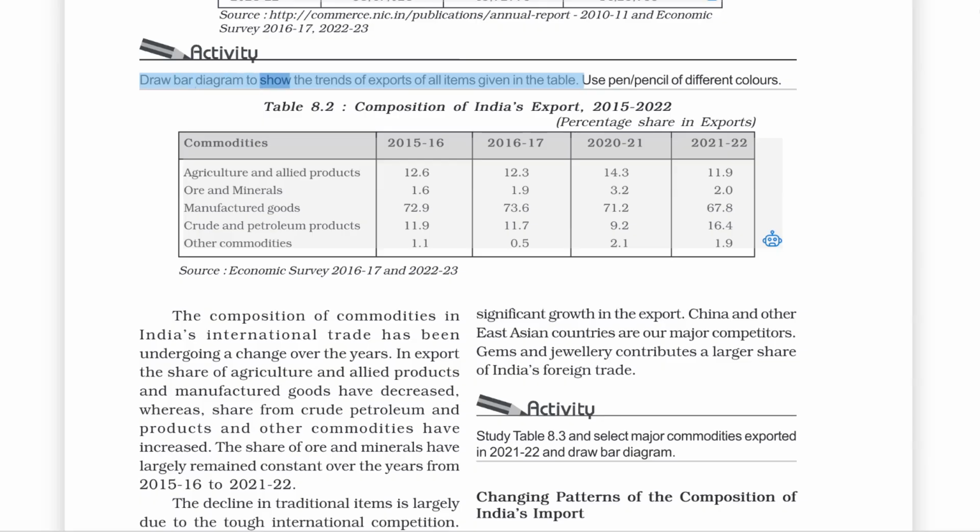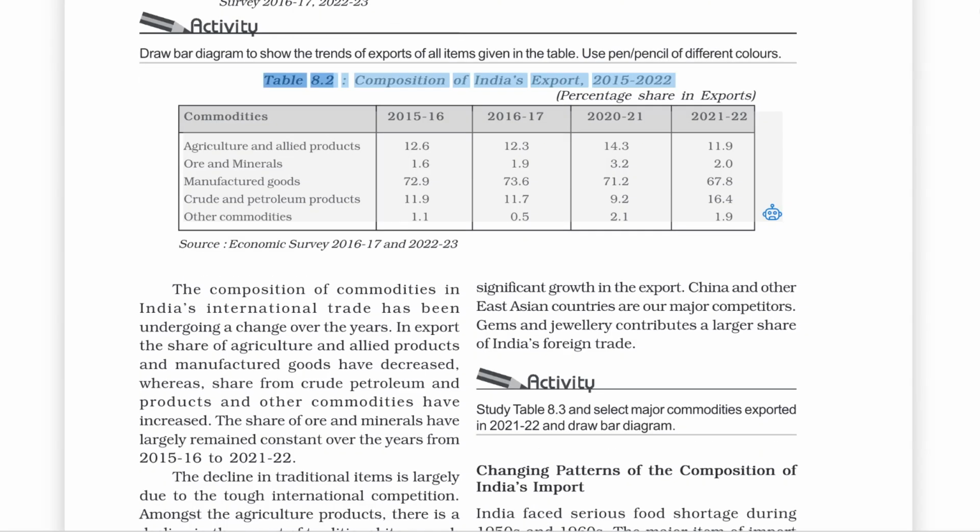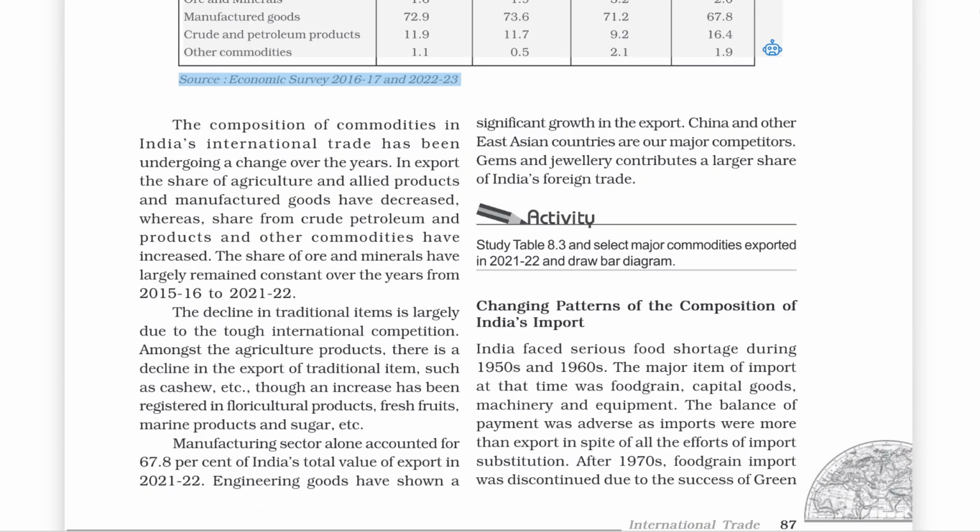Draw bar diagram to show the trends of exports of all items given in the table. Use pen/pencil of different colors. Table 8.2, Composition of India's export, 2015 to 2022. Percentage share in exports. Source: Economic Survey 2016-17 and 2022-23.